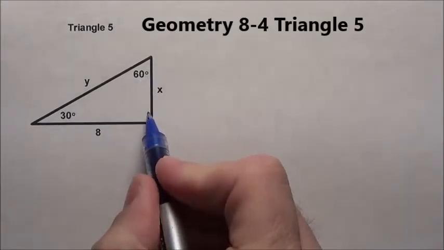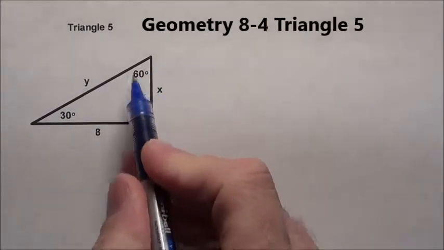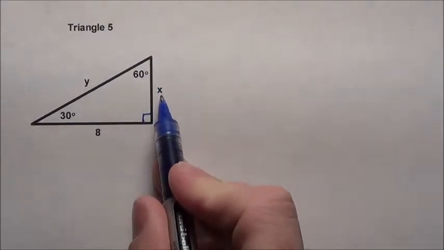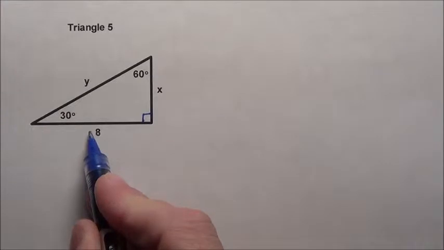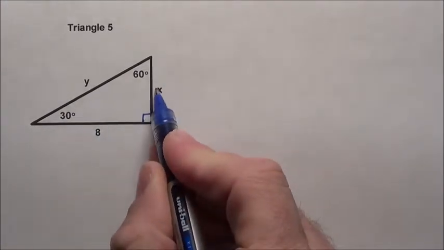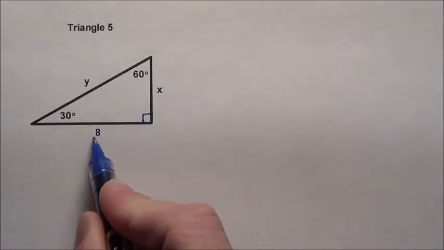Triangle 5, we have a 30, 60, 90. Everything in a 30, 60, 90 is always based off of the short side. We double the short side to get the hypotenuse. We multiply by square root of 3 to get the long side. So I know I took this x and I multiplied by square root of 3 to get 8.